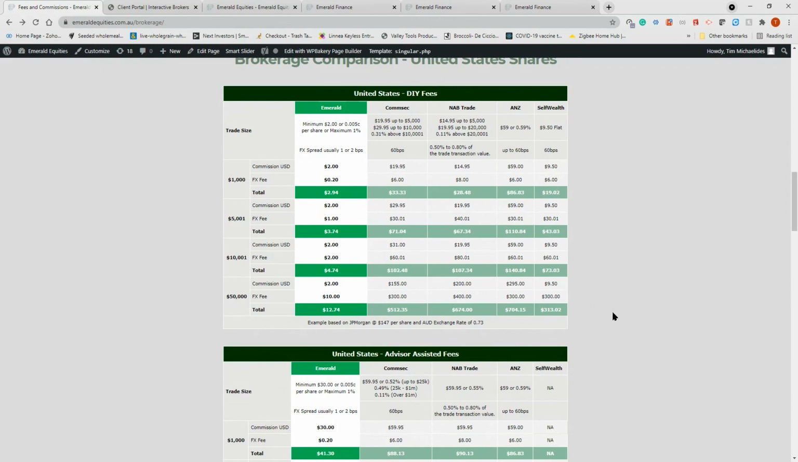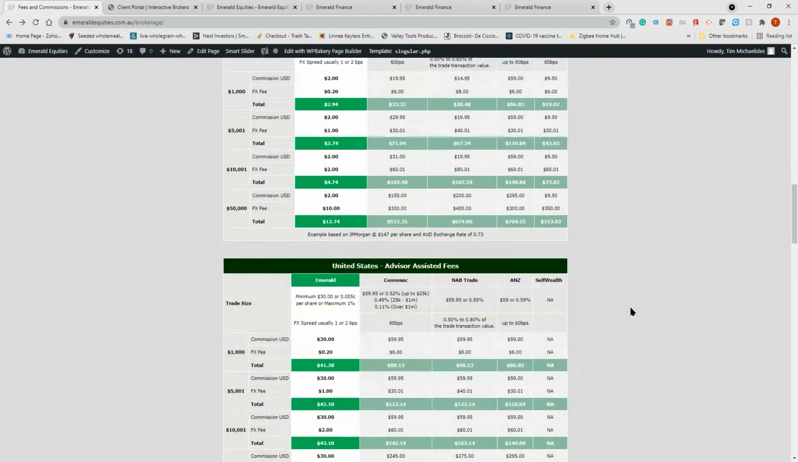All right. So if you're doing a 50K trade, it's going to cost you $313 with South Wealth, $704 with ANZ, $512 with ComSec, or $12.74 with us on JP Morgan. If you're trading a $2 stock, then things change a little bit. But most US stocks are 80, 100, Tesla's $1,000 a share. So you're not going to be trading a lot of shares, guys.